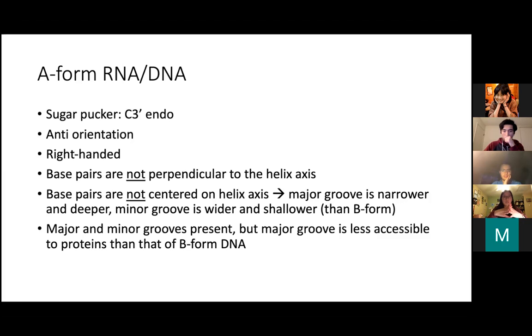And what this results in is that the A form major groove is narrower and deeper than the B form major groove, and also the minor groove is wider and shallower than the B form minor groove. So major and minor grooves are still present in A form, but compared to B form, the major groove is less accessible to proteins.